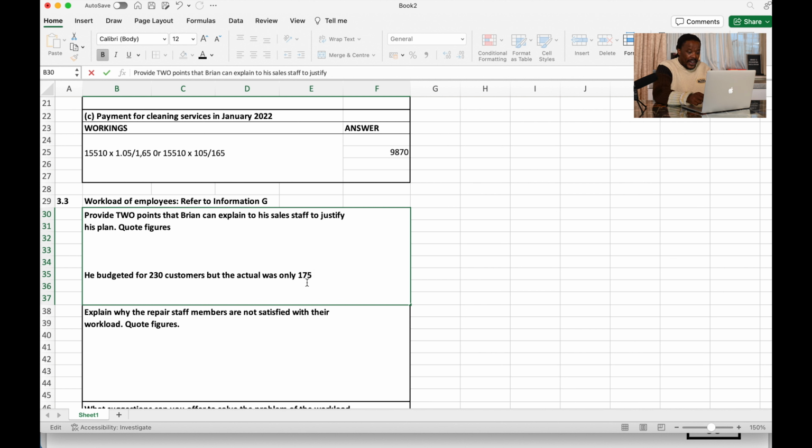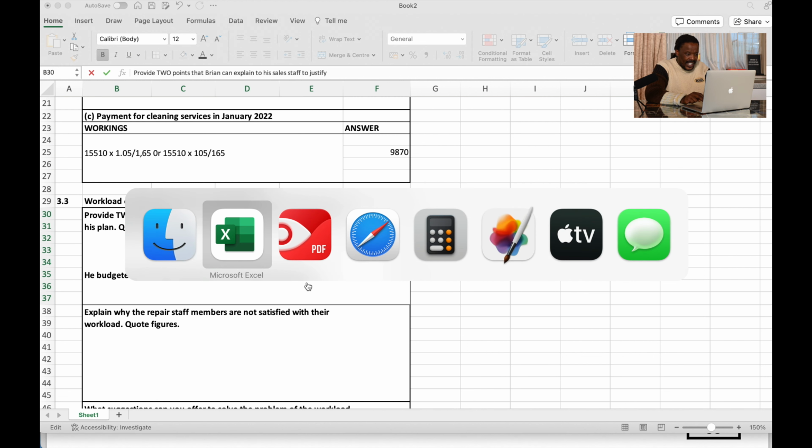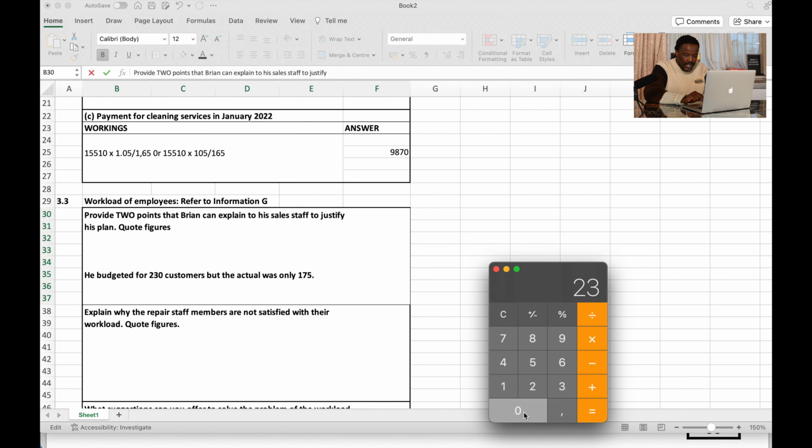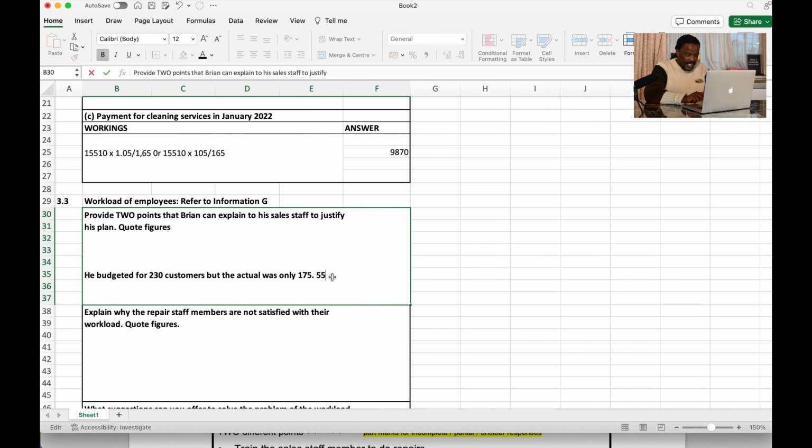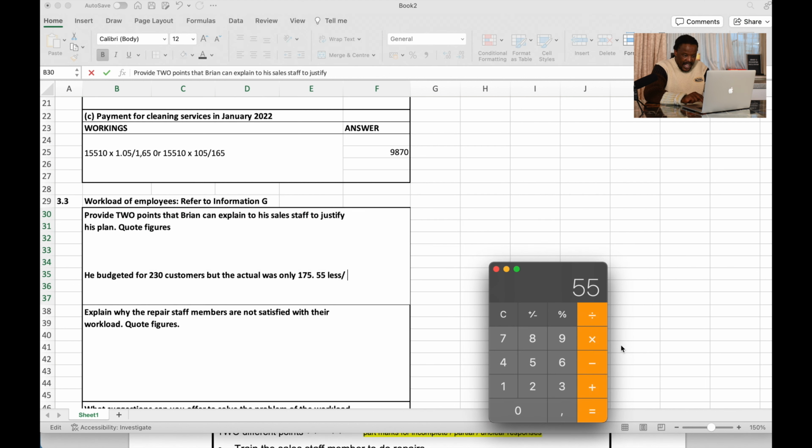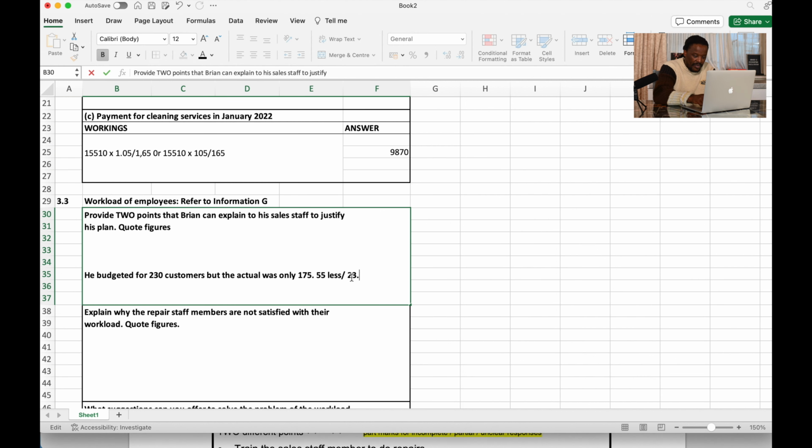Let's calculate the difference and see how much it is. 230 customers minus 175, and the difference is 55. You can see it was 55 less. Or you can also put the percentage: in terms of the budget, they budgeted for 230, so divide by 230, and you can see it's only 23.9%, times 100. You can leave it like that. You get your full marks if you do it like this.